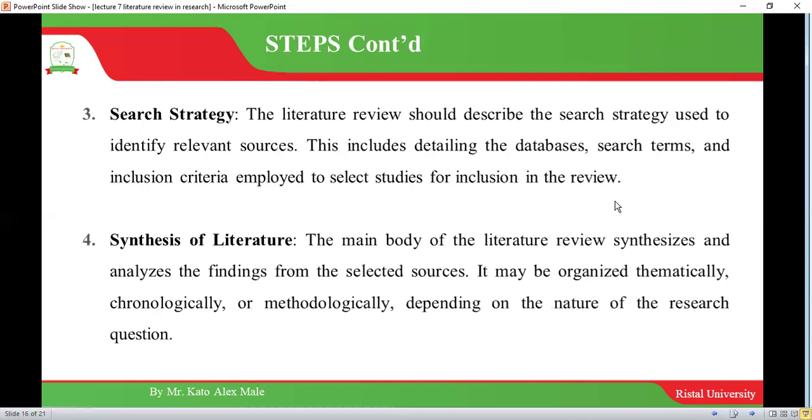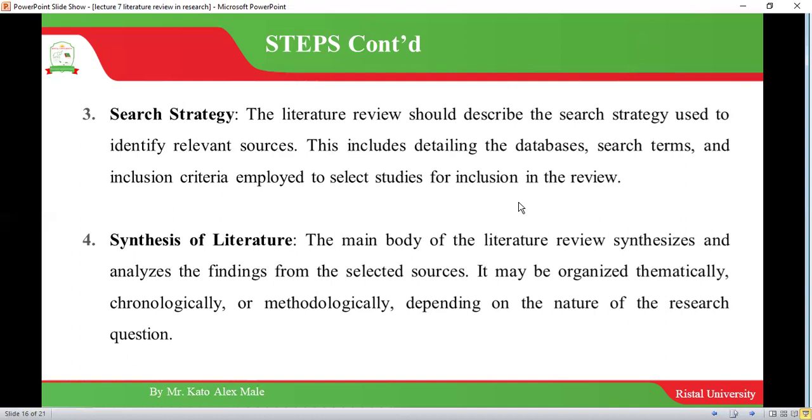Then the third step, that is the search strategy. The literature review should describe the search strategy used to identify relevant sources. How did you come about relevant sources? How did you arrive at such a study that this one is relevant and therefore can be included in your study? This includes detailing the databases, search terms, and the inclusion criteria employed to select studies for inclusion in the review.